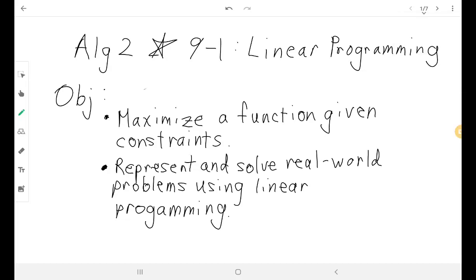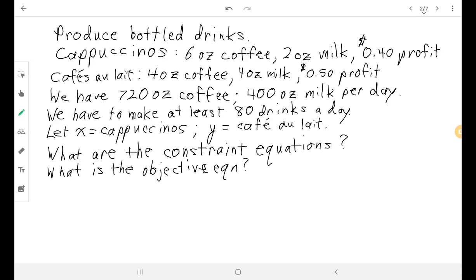Hello, Algebra 2. We're going to be working on Edgenuity section 9.1 called Linear Programming. We've got two objectives. We want to maximize a function given constraints and represent and solve real-world problems using linear programming. So we'll be talking about what that all means as we go through this.